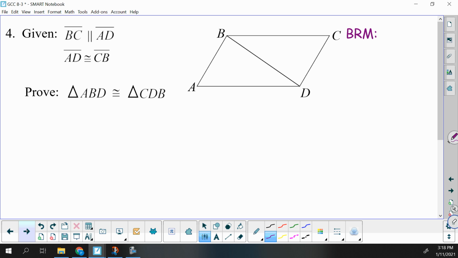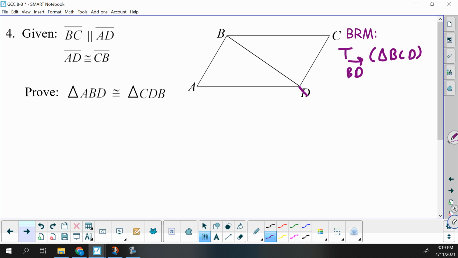Moving on to number 4. We can't just reflect this one because C wouldn't match up with A. There's not just a rotation, so we're going to have two steps. So we're going to translate, and we're going to slide B to D. And that'll be for triangle BCD.